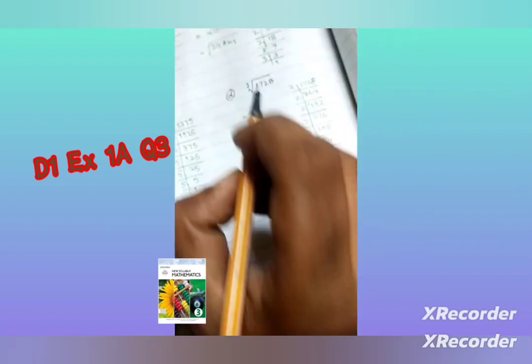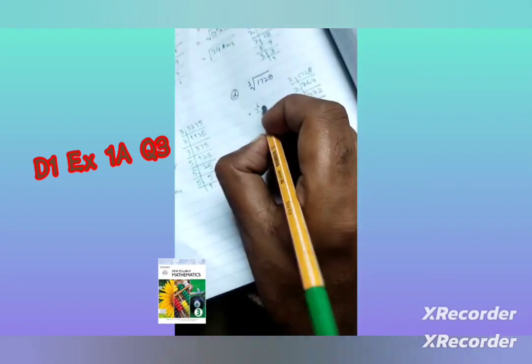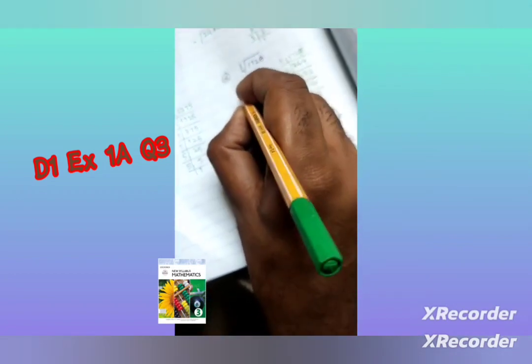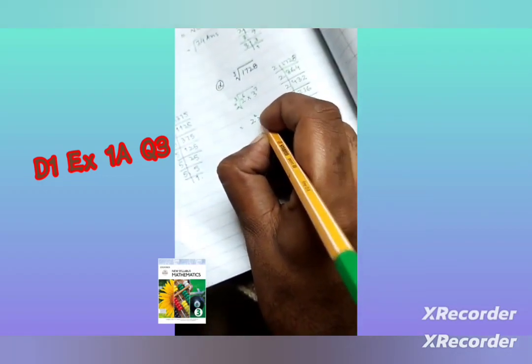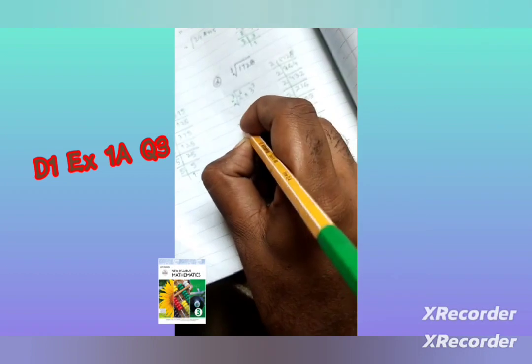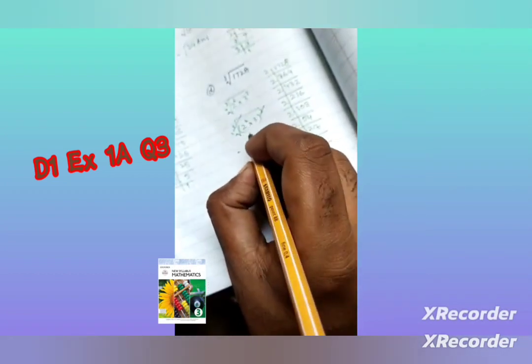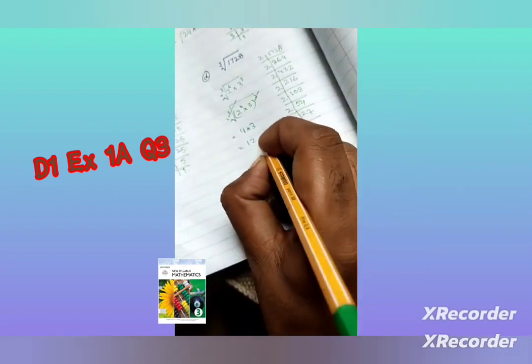So these are the factorization. So we got 2 index 6 multiplied by 3 index 3, and that is under cube root. So we can write it as a whole cube root. So we can cut this cube with this cube root. What we got? 12. So your answer is 12.